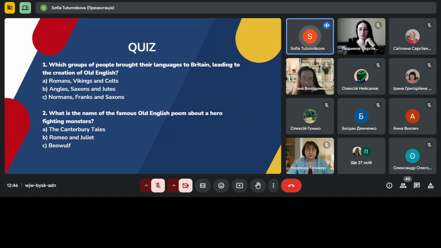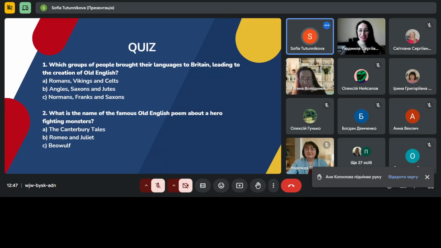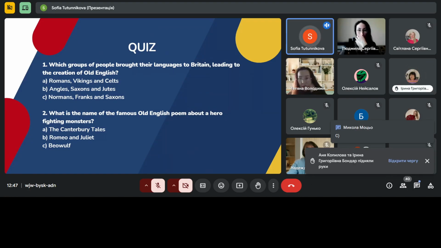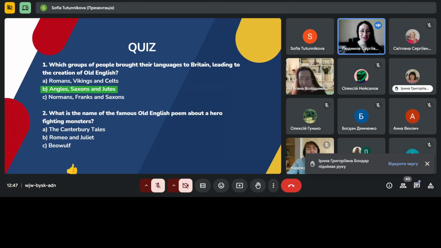So the first question is which groups of people brought their languages to Britain that led to the creation of Old English? Please choose the correct answer, A, B, or C. Are there people who know the answer, please? Okay. I can show you the right answer. Okay, so guys, we can see B is the correct one.